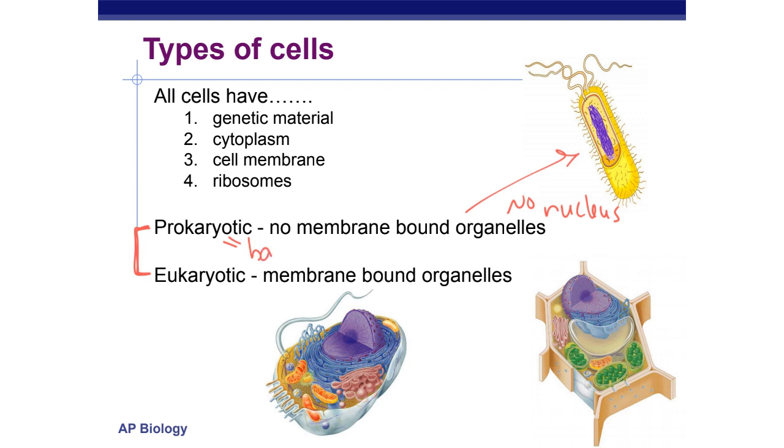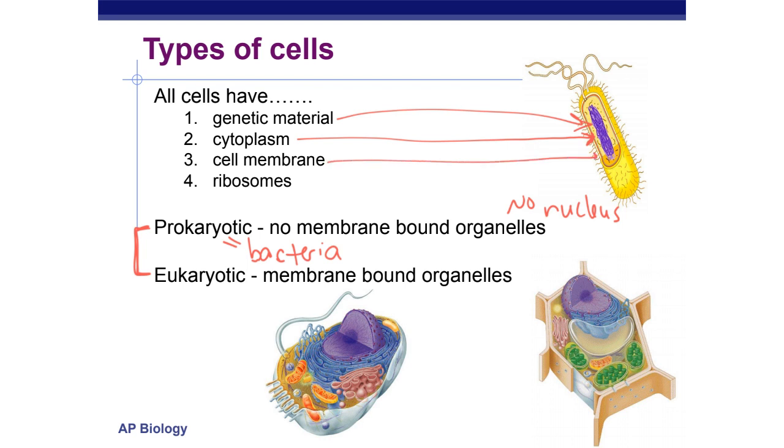Prokaryotic cells are bacterial cells. That's what you see over there in the upper right. So you'll see there are no membrane-bound organelles in this organism here. However, this organism does have genetic material. It does have cytoplasm, so the jelly-like stuff within the cell. It does have a cell membrane. We're going to clean this up a little bit to get in there. So it does have a cell membrane on the edge here, and it does have ribosomes, which are the little dots within it.